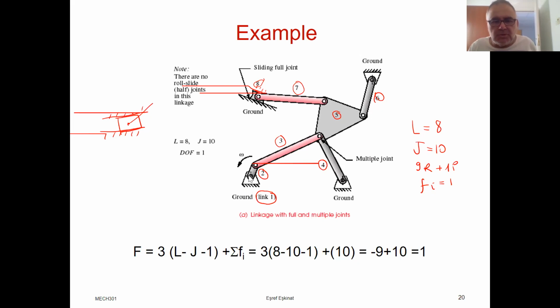Okay, the joints you mean? Yes. Okay, can you see my cursor? Yes, hocam.